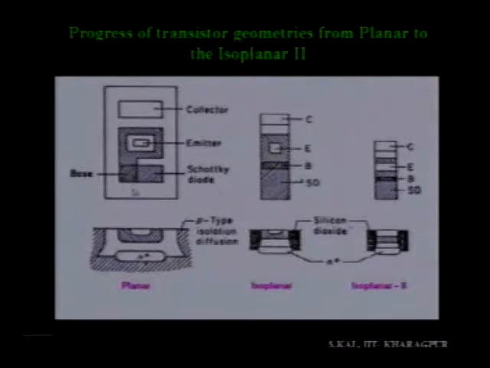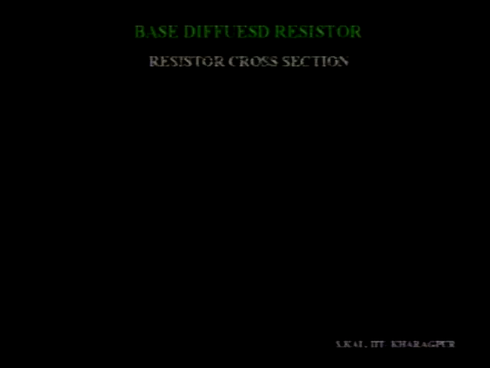Okay. Now, from planar to isoplanar 2, there is a gradual improvement, and automatically you can see the area is shrinking gradually with the use of improved process technology. In the next slide, I will explain resistances, how to fabricate a resistance. Other than the transistors, either MOSFET or BJT, resistances are also required in an IC, in different ICs. Without resistance, the circuit will not be complete.